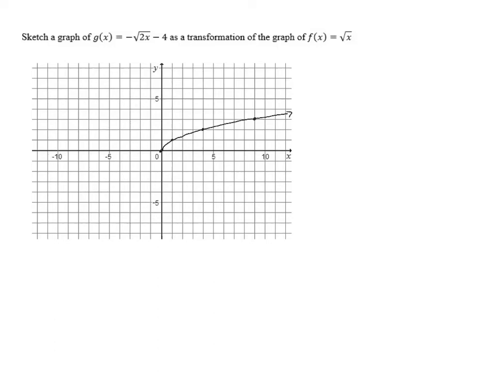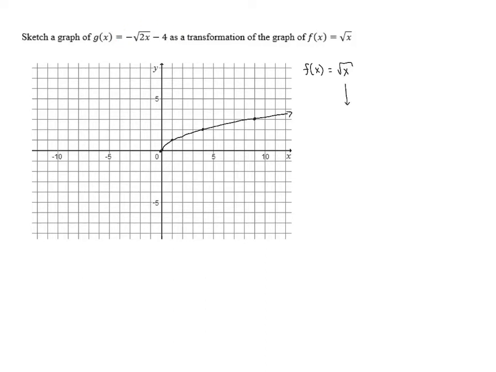Sketch a graph of g of x equals the negative square root of 2x minus 4 as a transformation of the graph of f of x equals the square root of x. We'll start off with f of x equals the square root of x, and we need to transform this equation into the equation for g of x.